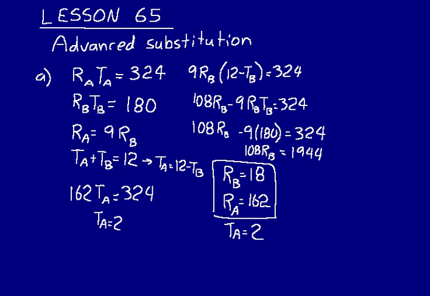And then think about our very bottom equation, TA plus TB equals 12. If TA is 2, then TB must be 10. And so we'll say TB equals 10. And so now we're done.